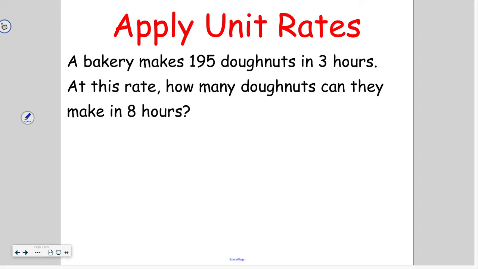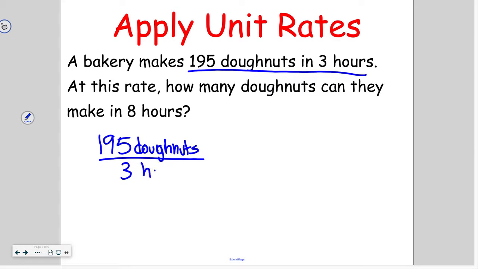Last thing we're going to look at, of course, is word problems. A bakery makes 195 donuts in 3 hours. At this rate, how many donuts can they make in 8 hours? They give us a starting rate, which is 195 donuts in 3 hours. Notice I have labeled my units. All of the problems here had labeled units throughout, and I want to make sure I do that same thing with my word problems.